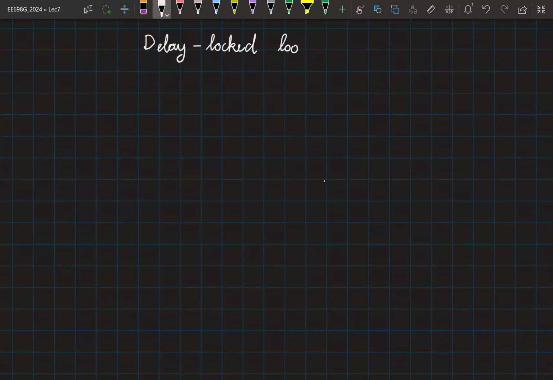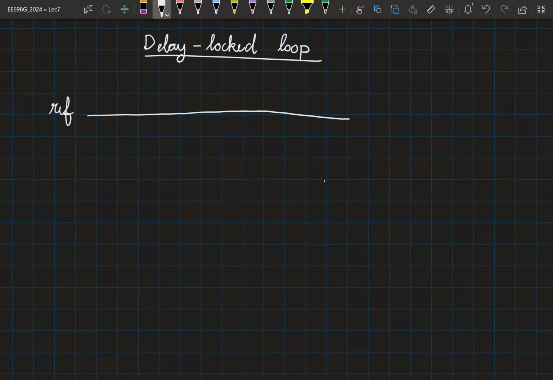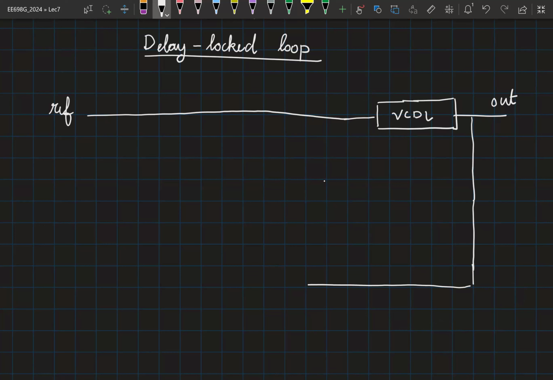Okay. So now we are going to tie in all the points we have discussed so far. Let us see how the delay lock loop is constructed. So far, all that we know is there is a reference signal. This reference signal passes through a VCDL. And you get an out signal. Then we take this out signal. We compare it with the reference.